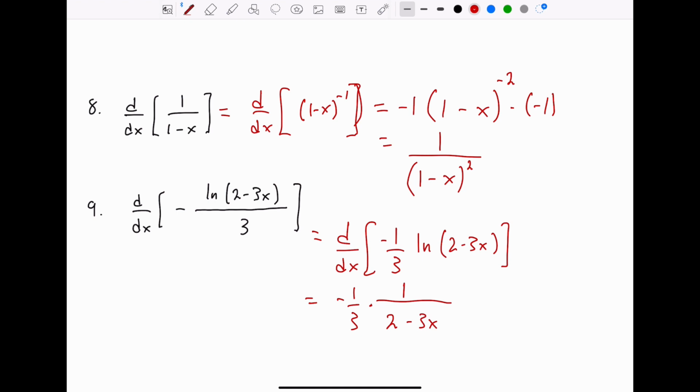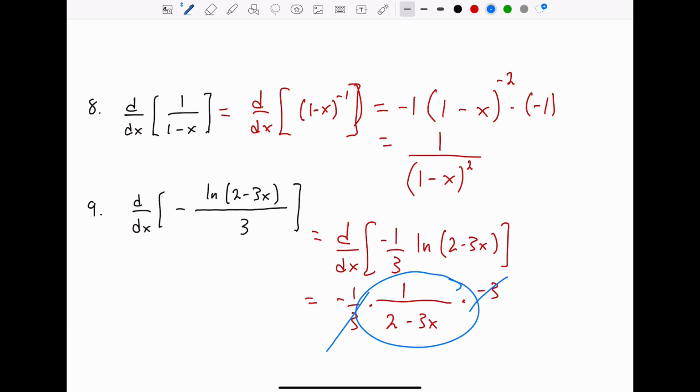And now we need to use the chain rule and multiply by the derivative of this inner function. The derivative of 2 is 0. The derivative of the minus 3x is a negative 3. So we multiply by negative 3. And we can notice here that the negative 1/3 and the negative 3 cancel out. So we're left with 1 over 2 minus 3x.